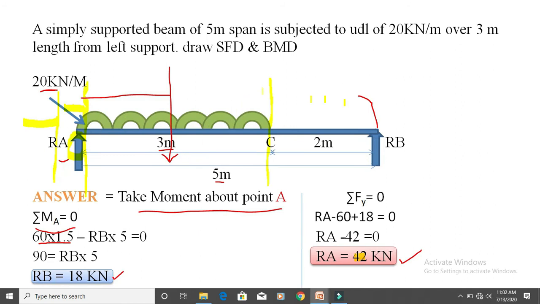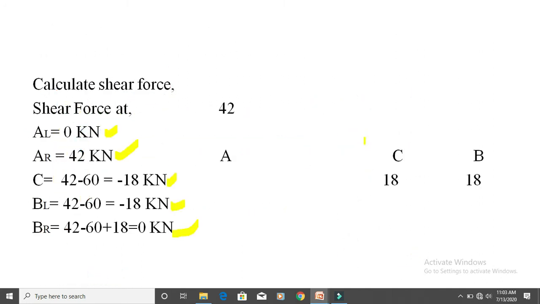This vertical line is drawn right of the B, so you should draw it here. Now looking left of that line, there are three forces: RA, UDL and RB. The RA is going in upward direction, so consider plus RA. The UDL is going in downward direction, so consider minus, and RB is going in upward direction, so consider plus. That means plus 42 minus 60 plus 18. So the answer is 0 kilonewton.